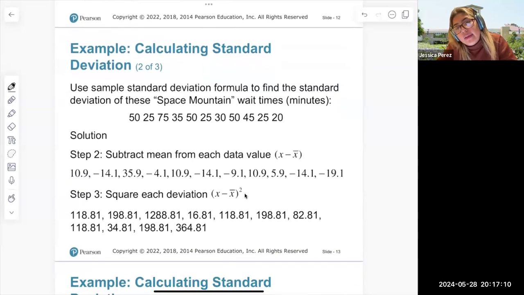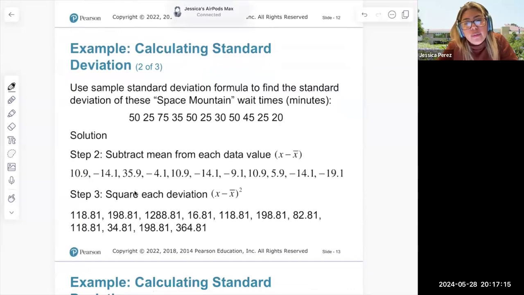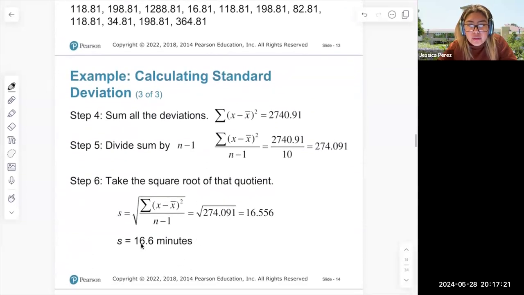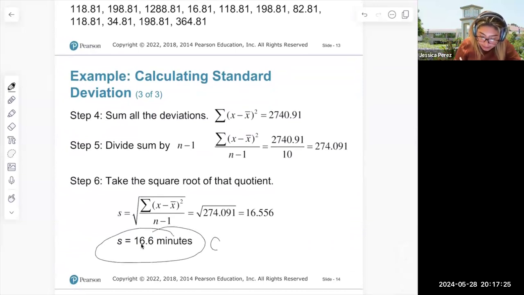Then you have to square those values. So that's the square of 10.9, this is the square of 14.1, and so on, and then you add all of these. You will not need to do this by hand. There is our solution that we got from our Calc 84. This was S of x. When we rounded, it was 16.55, and we said the round-off rule was 1 decimal.